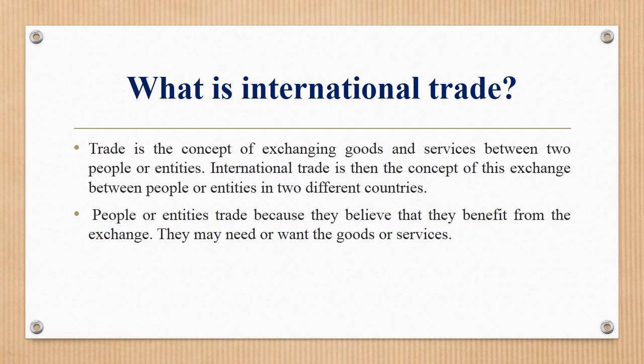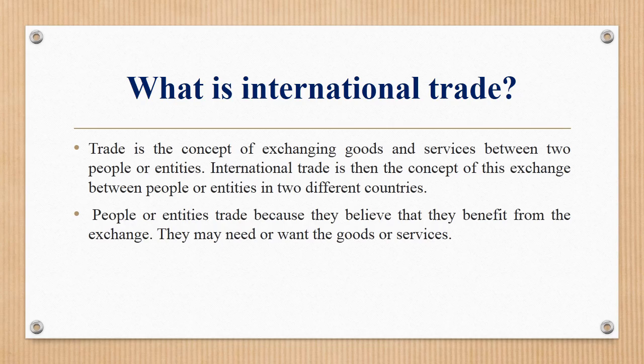So first of all, we need to know what international trade is. Before knowing about the modern theories or the classical theories, we need to know what international trade is. Trade is the concept of exchanging goods and services between two people or entities. International trade is the concept of this exchange between people or entities in two different countries. People or entities trade because they believe that they benefit from the exchange. They may need or want the goods or services.